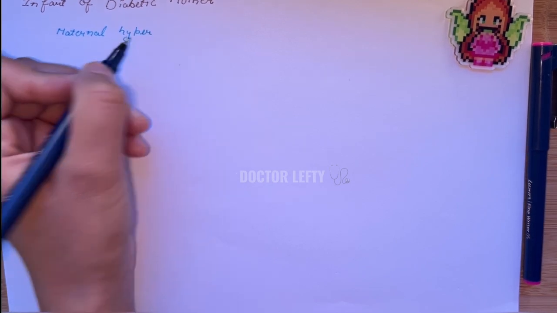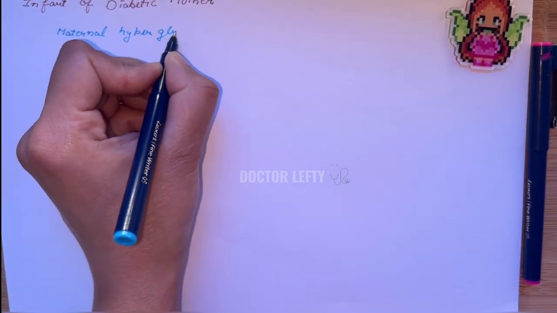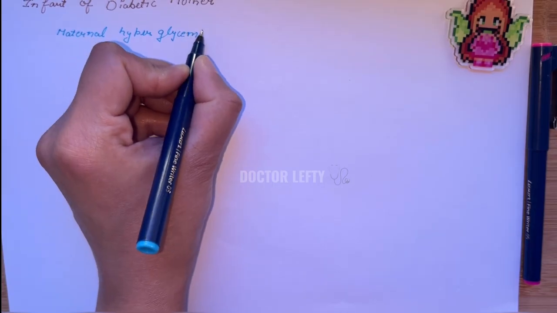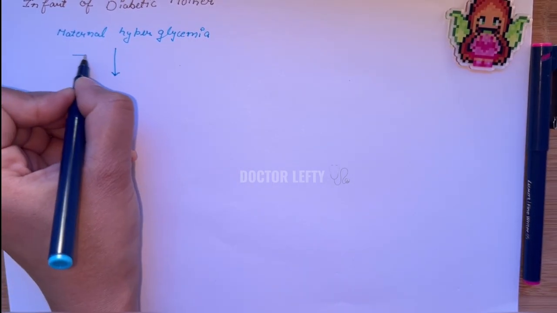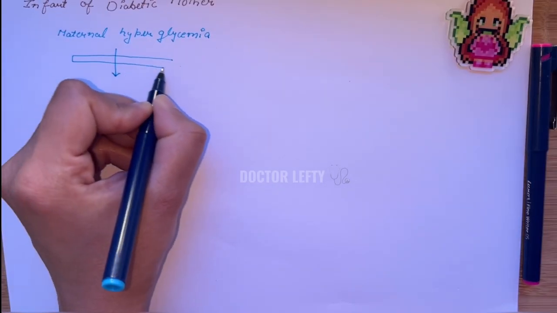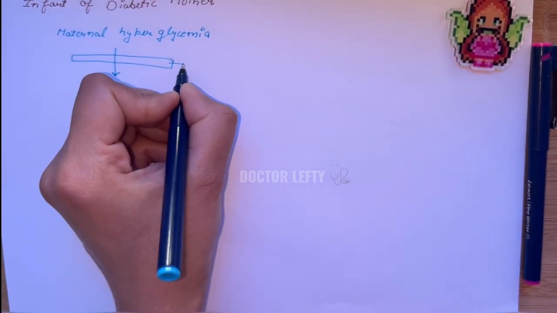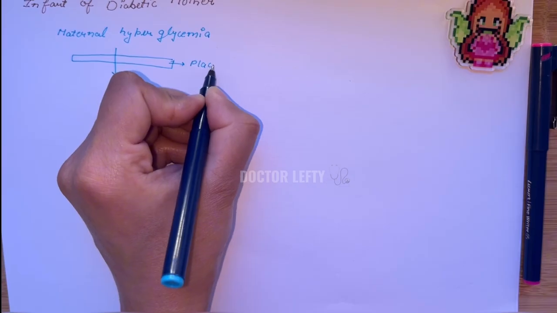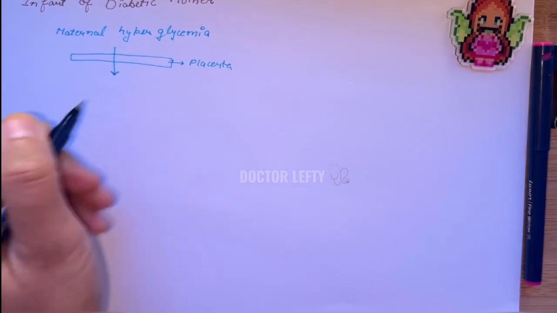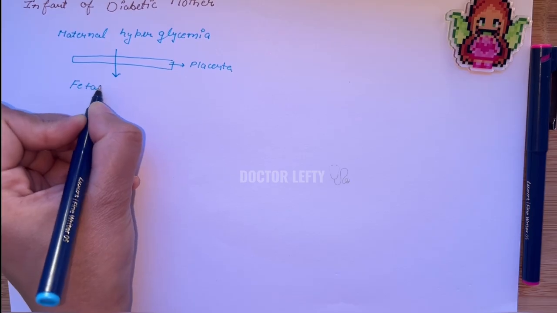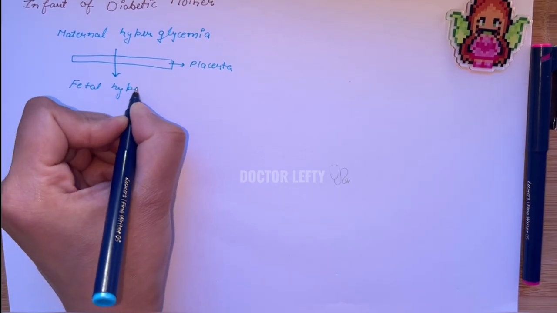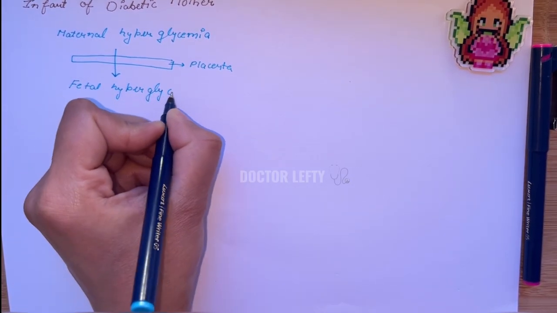What happens is that the sugar will pass through the placenta from the mother to the fetus. So right now I'm drawing, this is the placenta, and sugar will pass from maternal blood to fetal blood. So what will happen in the fetus? Hyperglycemia.